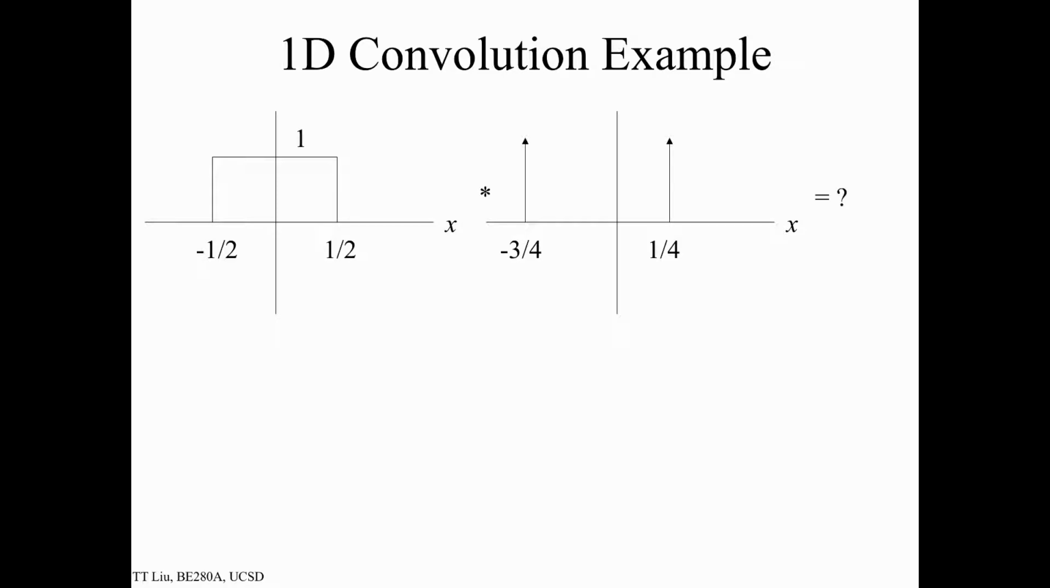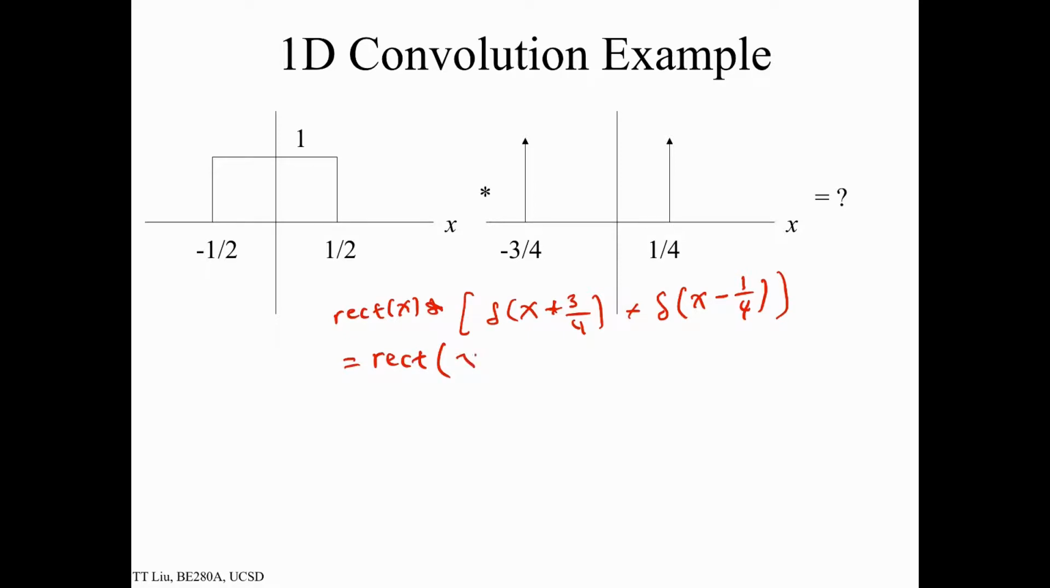In this case, I have a rect function convolved with a delta located at minus 3/4, and so we need a plus here, plus a delta located at 1/4, so we have x minus 1/4. And then we would just apply that property, then the answer is simply rect of x plus 3/4 plus rect of x minus 1/4.